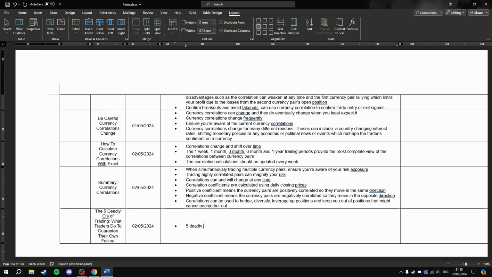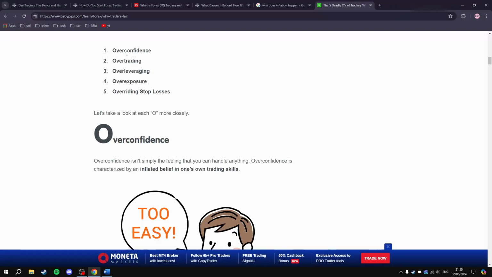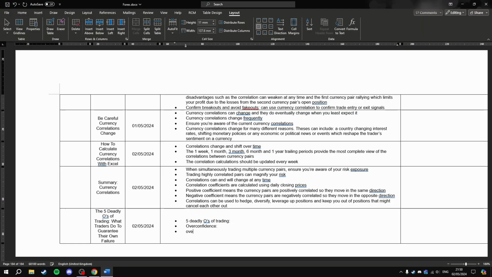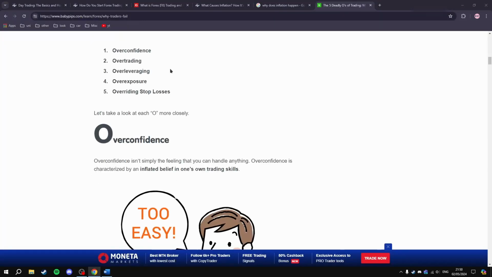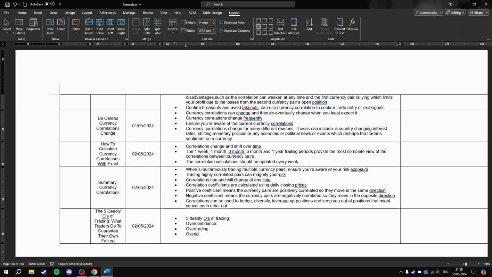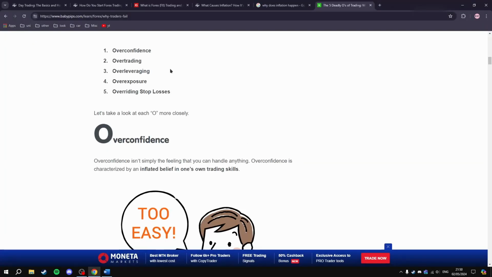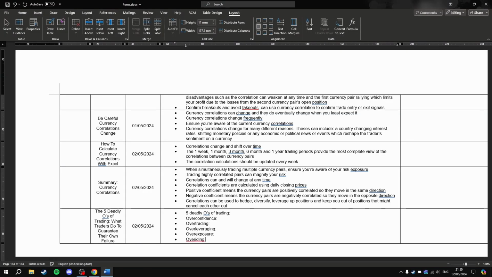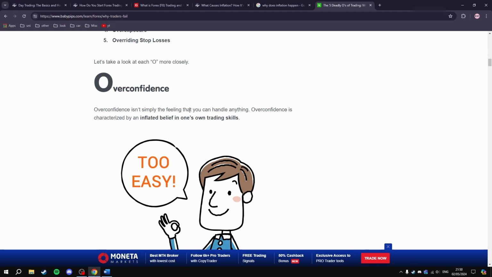5 deadly O's of trading. Overconfidence, overtrading, over-leveraging, overexposure, overriding stop losses. So, let's take a look at each O more closely.